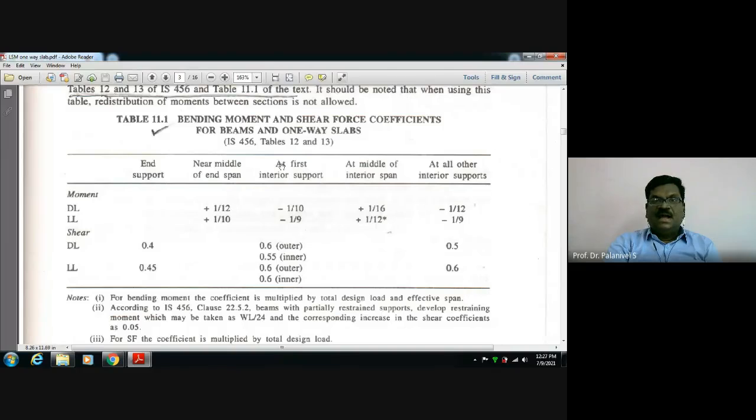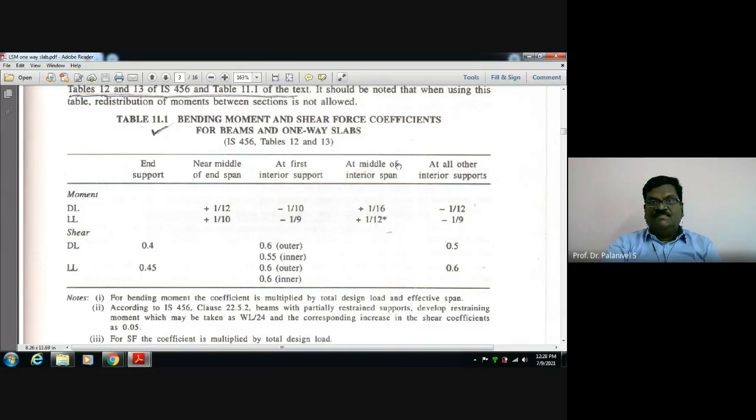Then at the first interior support, you come to the first interior support. At the first interior support, the bending moment is minus 1 by 10. That is the support moment. At interior support means support moment, at the beam. Later I will explain while doing the problem. You do not worry. Minus 1 by 10, that is WL square by 10, and here WL square by 12. So plus WL square by 12, minus WL square by 10. That's the meaning.